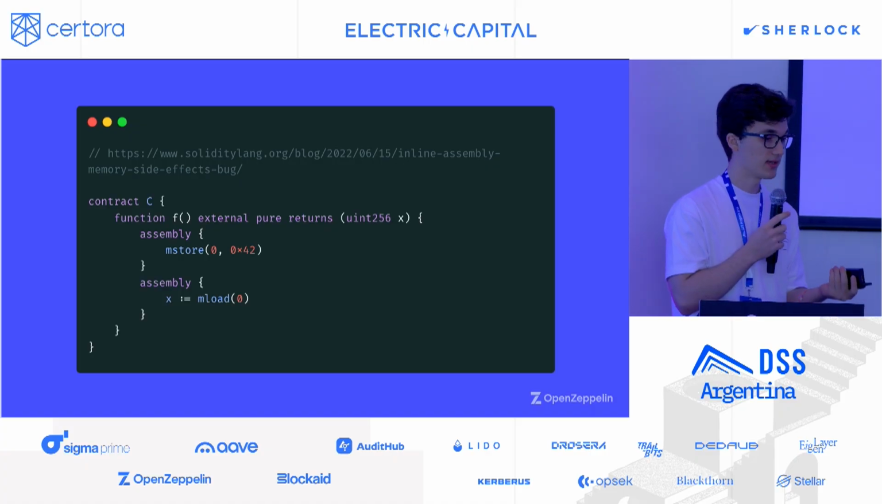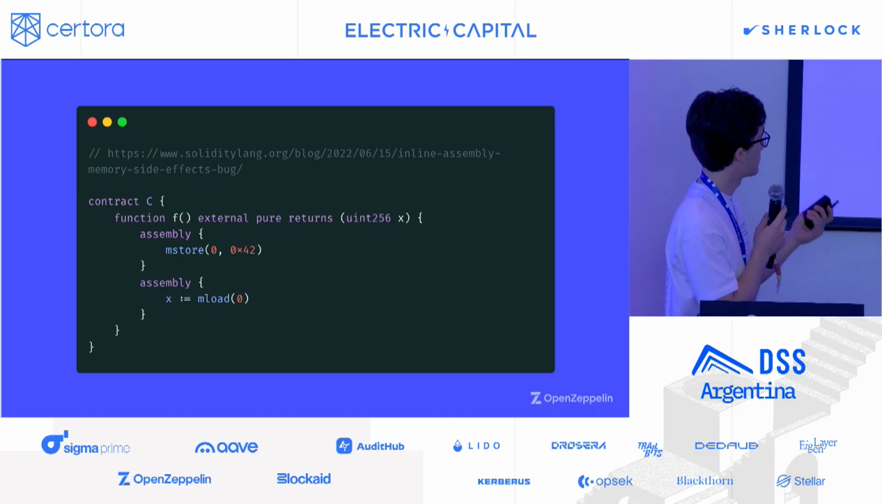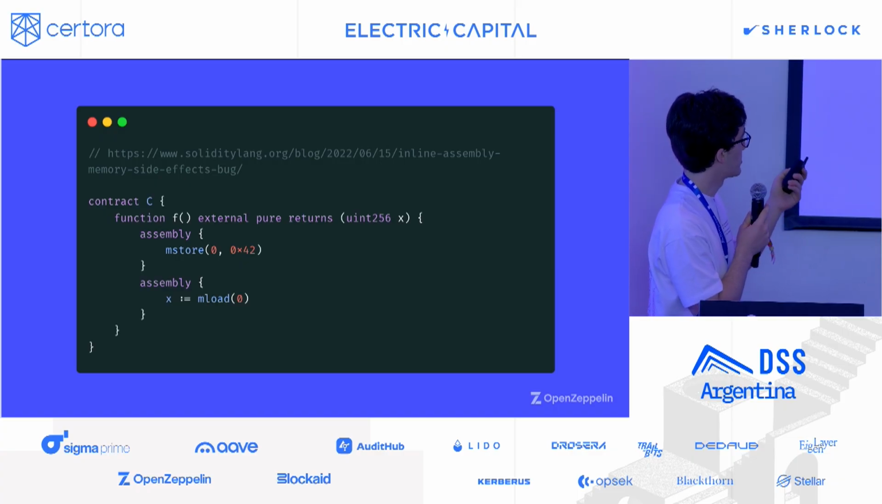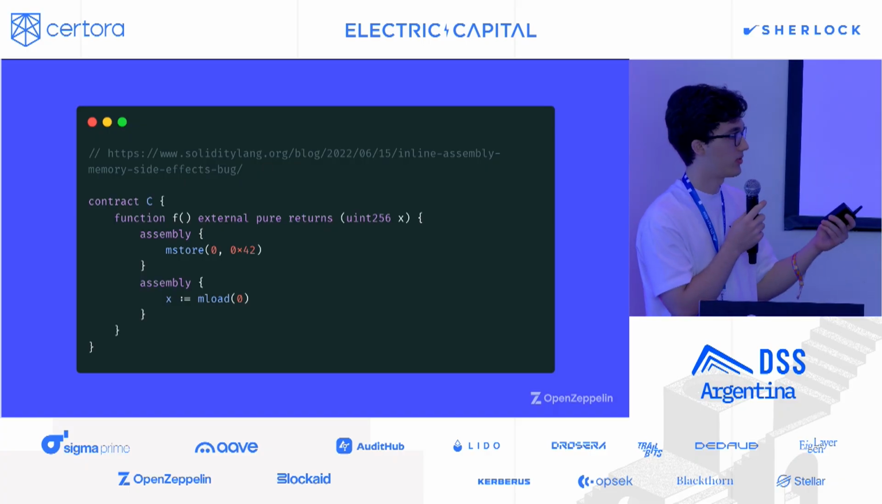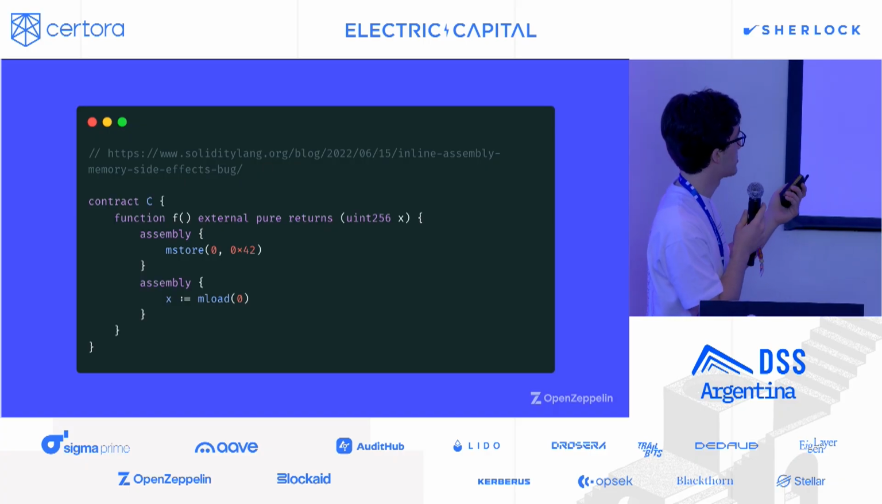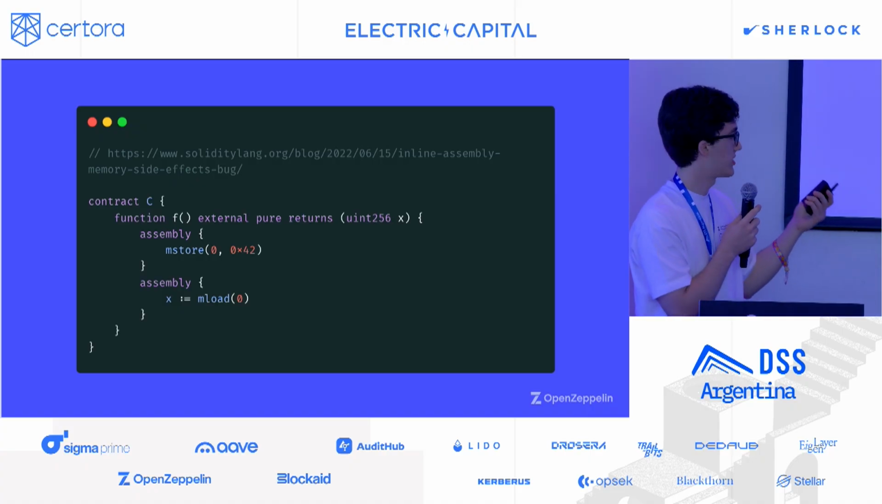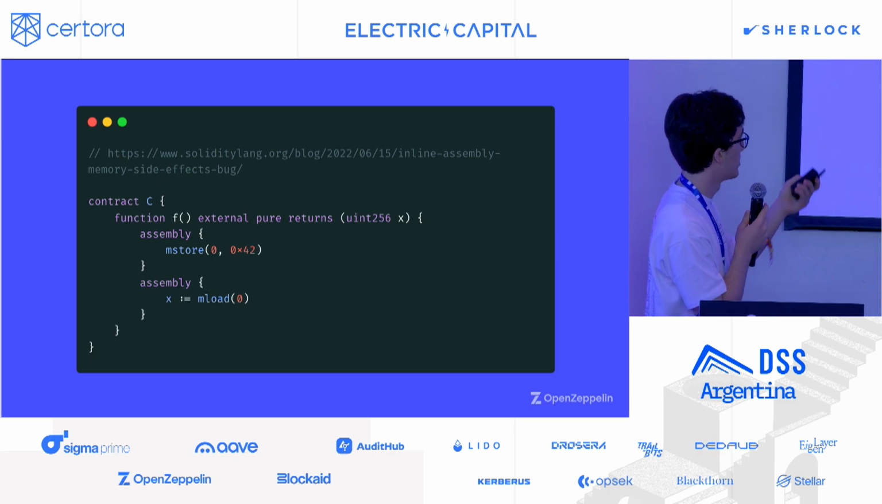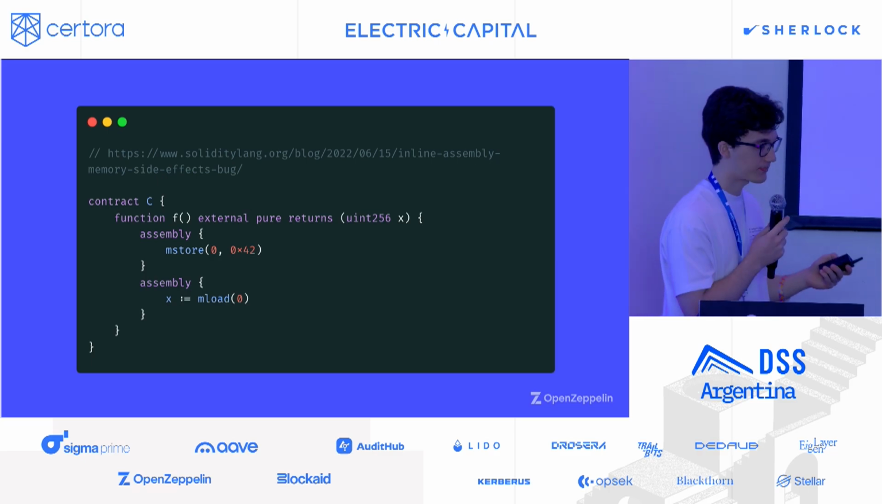Yeah, the problem was that the optimizer was removing the first mstore, and therefore the value in the second assembly block was uninitialized. Or if you had some logic, for example a keccak check in this call before the assembly block, it could use the scratch space, so you would get an incorrect value instead of the 0x42.